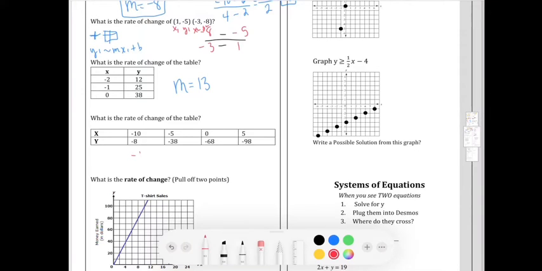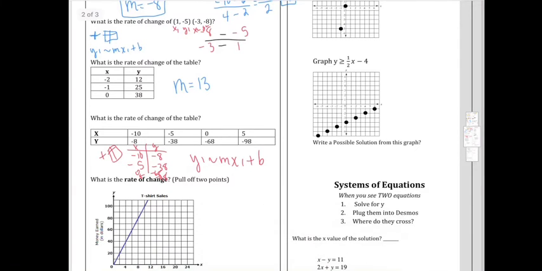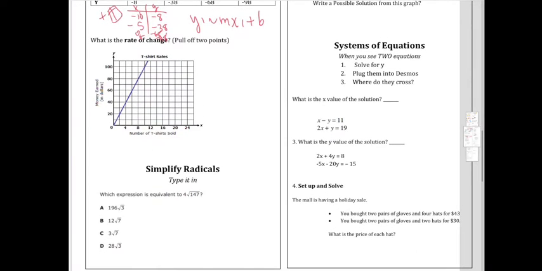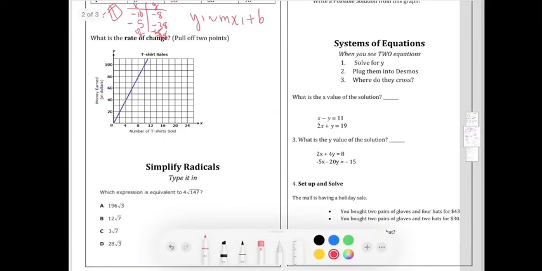When you're filling this out, if you're using Desmos, negative 10 goes with negative 8, negative 5 goes with negative 38, 0 goes with negative 68, and 5 goes with negative 98. So you click the plus sign, you click the table, you type it in, and then y1, squiggly, m, x1 plus b. Okay, let's move to the next one of this.